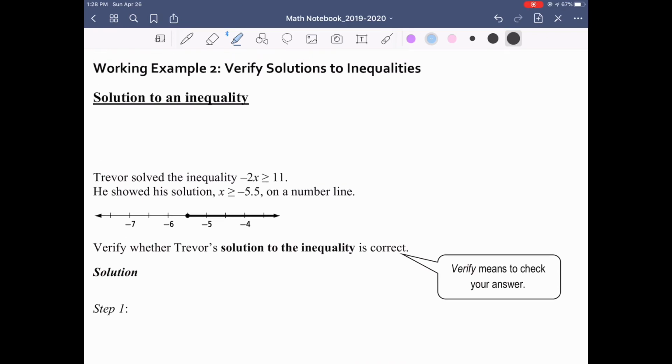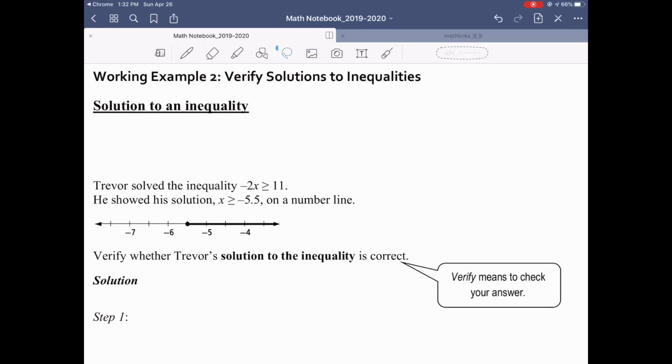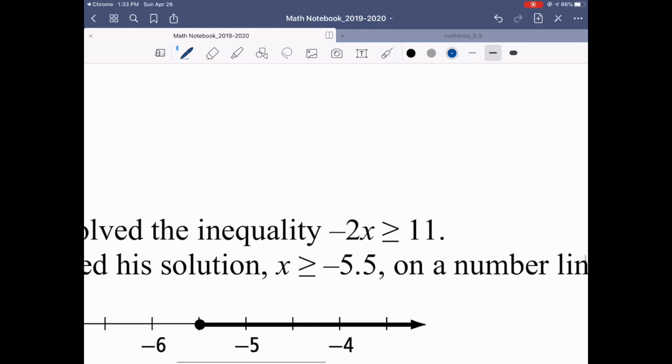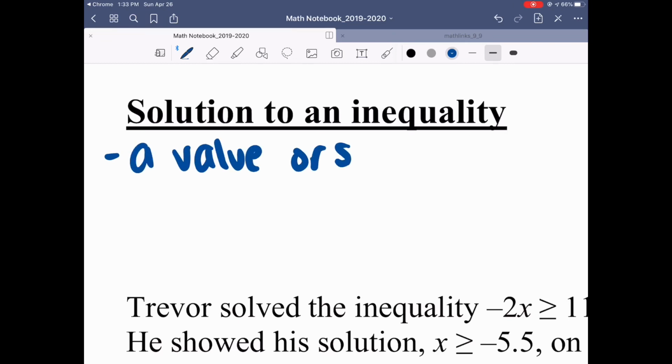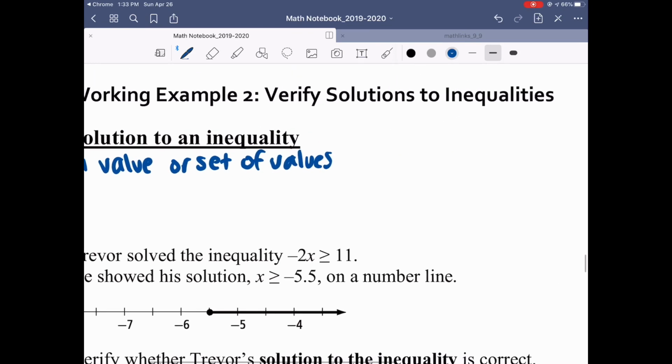So let's do working example 2, where we verify solutions to inequalities. Okay, so the first thing we need to do is define what it means to find a solution of an inequality or to an inequality. Basically, a solution to an inequality is a value or set of values that satisfies an inequality.